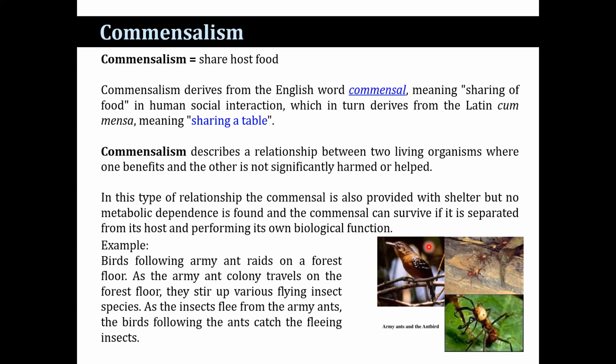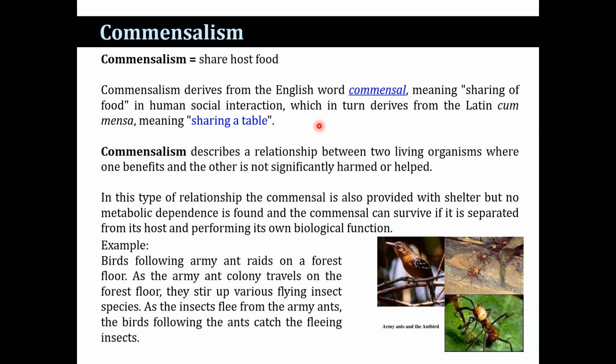Now the second one, commensalism. In this type of relationship, both the host and the commensal eat at the same table. So they share the host's food, and commensalism derives from the English word commensal, meaning sharing food in human social interactions, which in turn derives from the Latin commensa, meaning sharing a table.